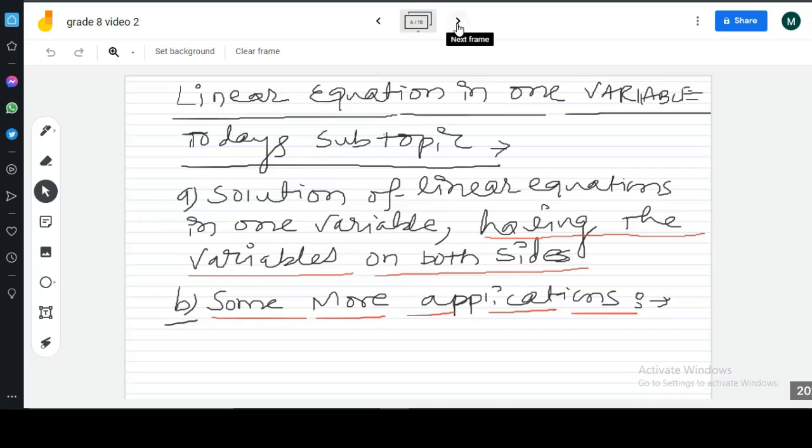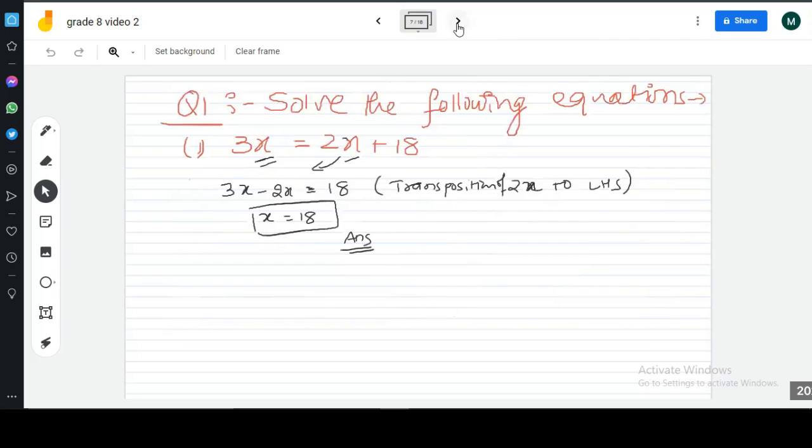So what will be the nature of the equation in this case? The equation will be of this type. So here if you see the equation 3x equal to 2x plus 18, right? Here the variable is x and it is on both sides, the LHS as well as the RHS, right? So here we have 3x equal to 2x plus 18. We need to find the value of x. Solving the linear equation is nothing but finding the value of the variable, that is x, in the given linear equation in which the variables are on both sides.